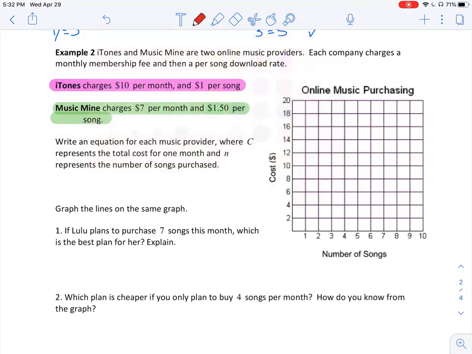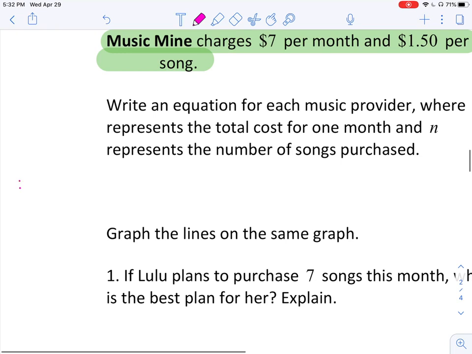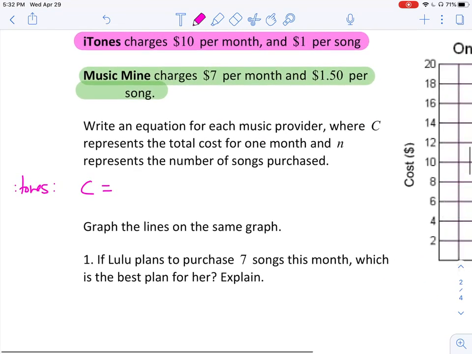If I go to iTones, the cost is, well, the rate they give is $1 per song, or N in this case, plus $10 a month.